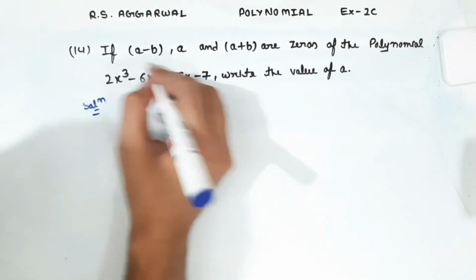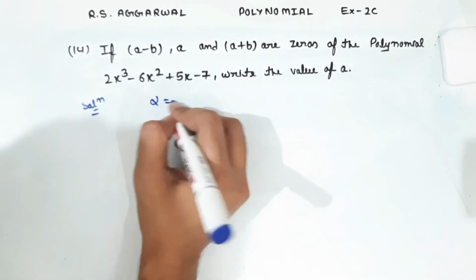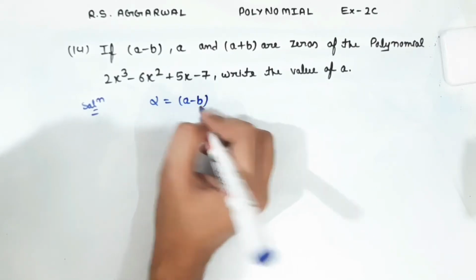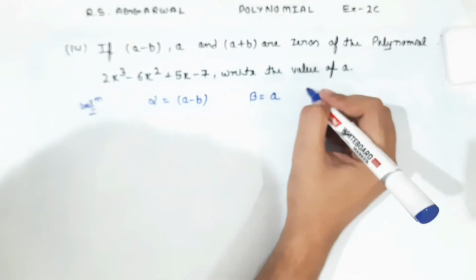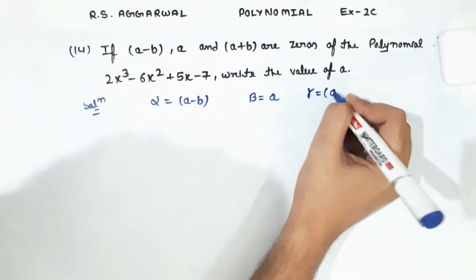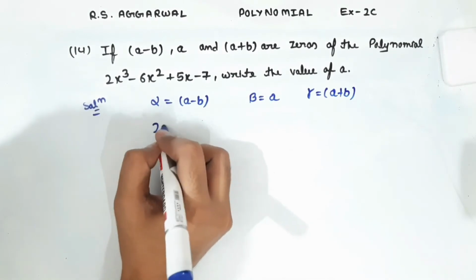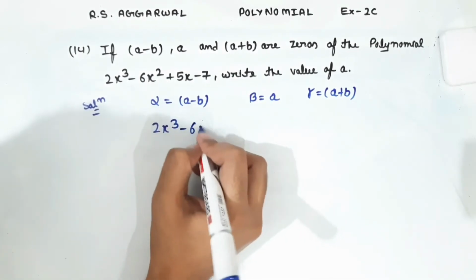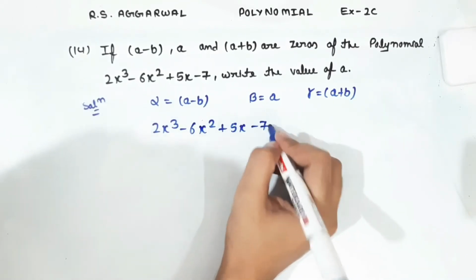So we have given three zeros of this cubic polynomial. Let the three zeros be alpha, that is a minus b. The second zero is beta, that is a. And the third zero is gamma, that is a plus b. And our cubic polynomial is 2x cube minus 6x square plus 5x minus 7.